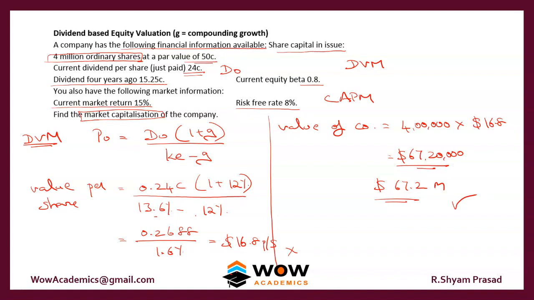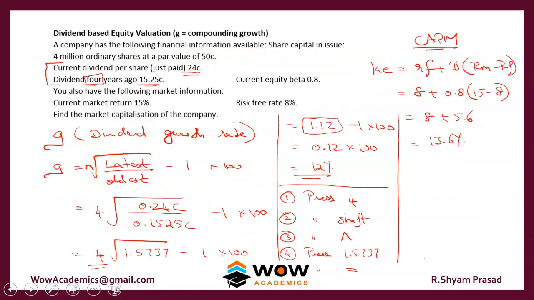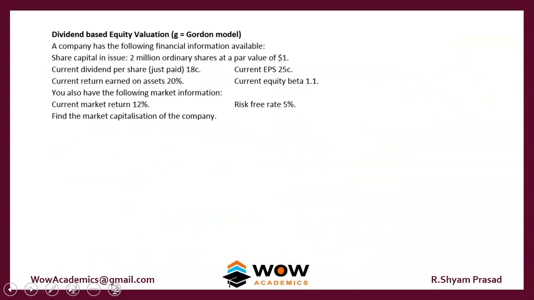So we'll again recap. You have to fit in all the numbers here. If any number is missing, you have to find that out. Here we have found G through the CAGR method, the compounded annual growth rate method, and we found the KE through the CAPM method. So that's how we have found the answer for this question. We'll move on to the next question.